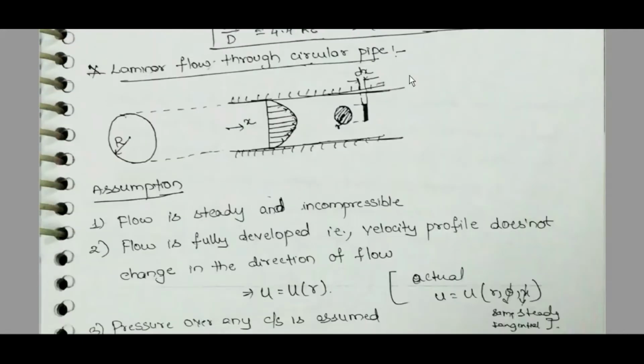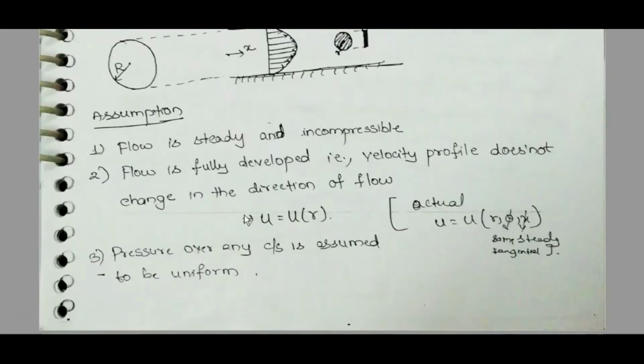Laminar flow through circular pipe. Assumptions: flow is steady and incompressible. Flow is fully developed, that is, the velocity profile does not change in the direction of flow. U = U(r). In general U = U(r, theta, x), but both theta and x dependence vanish due to steady, axisymmetric, fully developed flow.